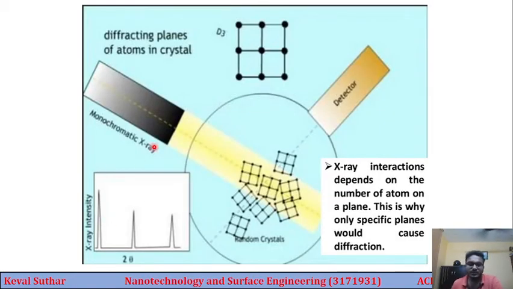So here is one more figure explaining about X-ray diffraction. So here we are having two things. First is this monochromatic X-ray. Monochromatic means it is having a single wavelength. So here it is incident on these random crystals or the material sample, and here we are having a detector which detects the information about these crystals. And here X-ray interactions depend on the number of atoms on the plane, and this is why only specific planes would cause the diffraction.